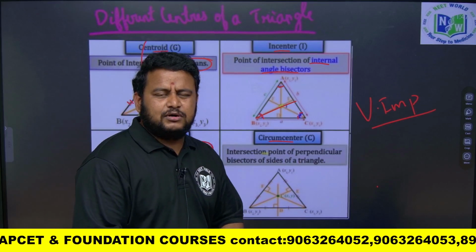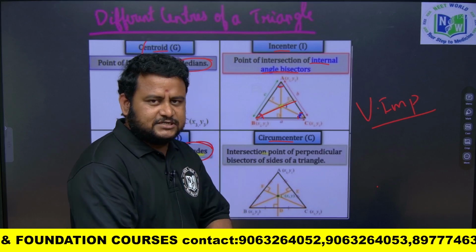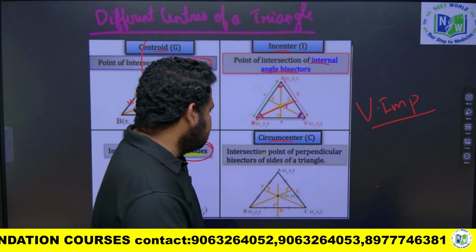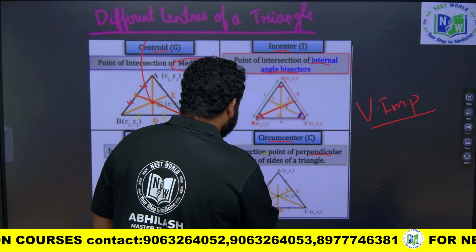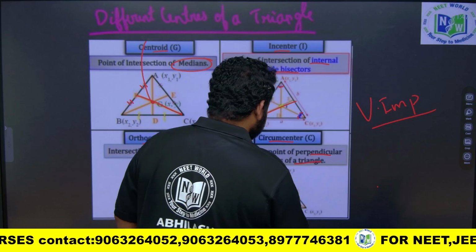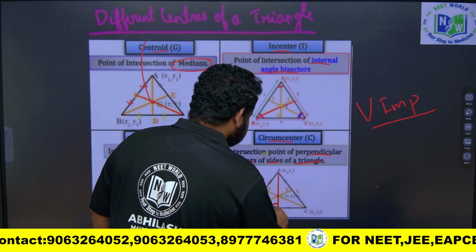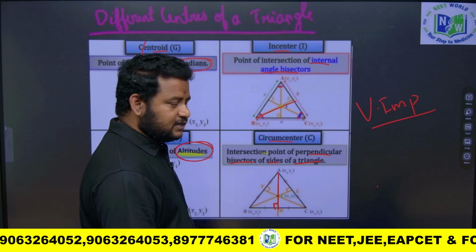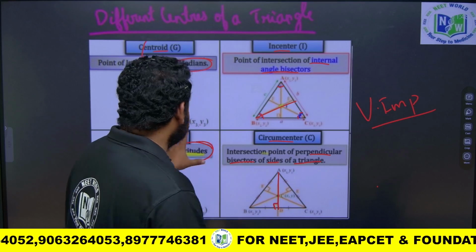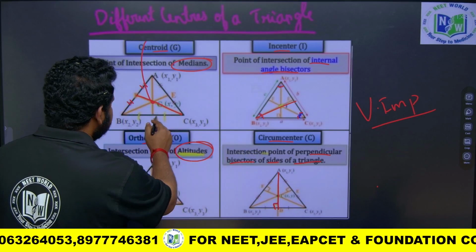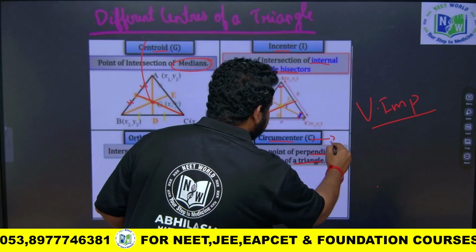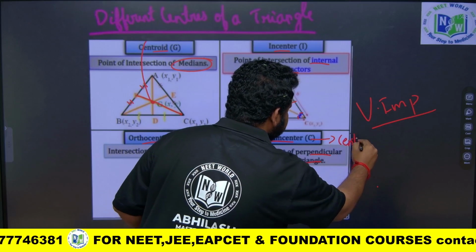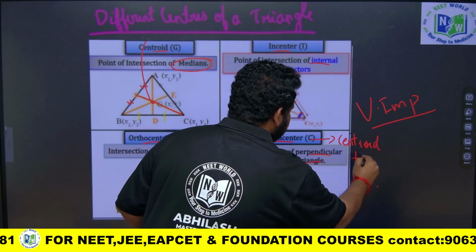Next, coming to circumcenter. Here we talk about everything, that is, angular bisector also, side bisector also. It is the point of intersection of perpendicular bisectors of the sides of a triangle. So, this will be a perpendicular bisector. It will bisect the opposite side and it will also be perpendicular. So, I can say that, not the angular bisector, the circumcenter is a combination of centroid plus orthocenter.